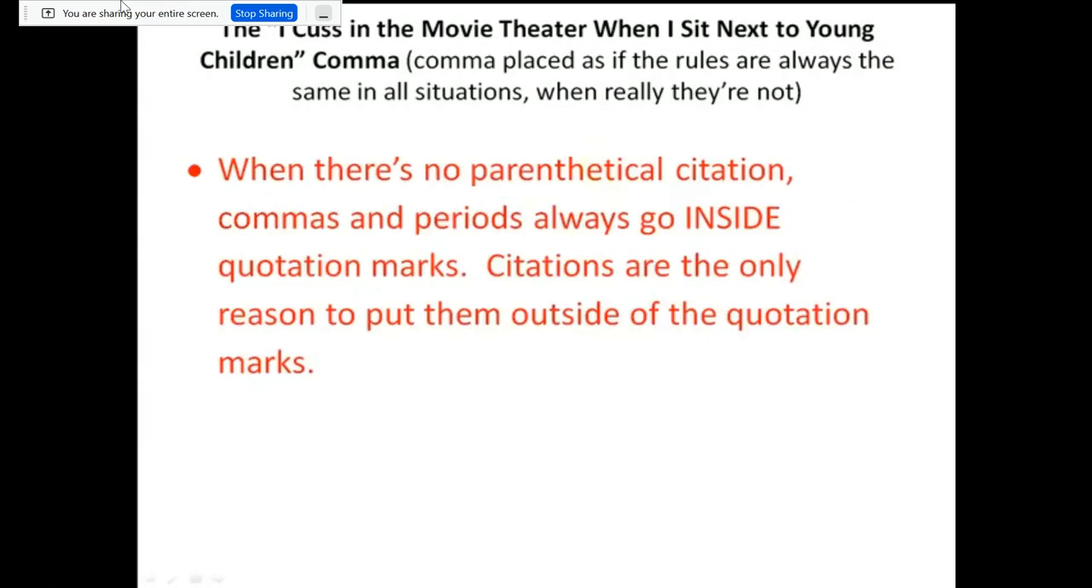When there's no parenthetical citation, commas and periods always go inside quotation marks. This is a really easy rule. It's complicated if you start reading stuff published in the UK because in Britain they do things differently. Oh well. For us, we always put them inside unless there's some kind of a citation there.